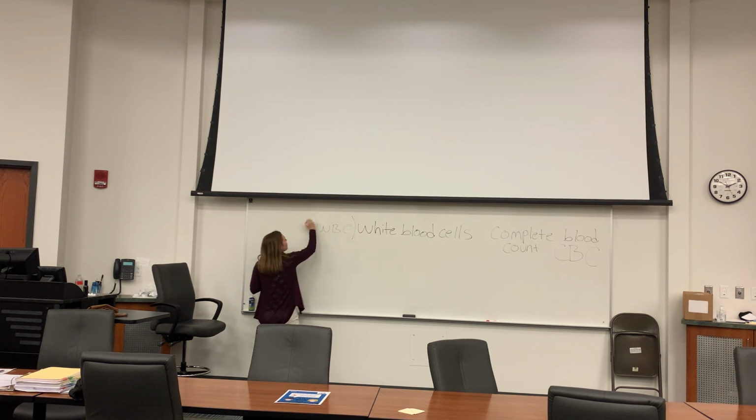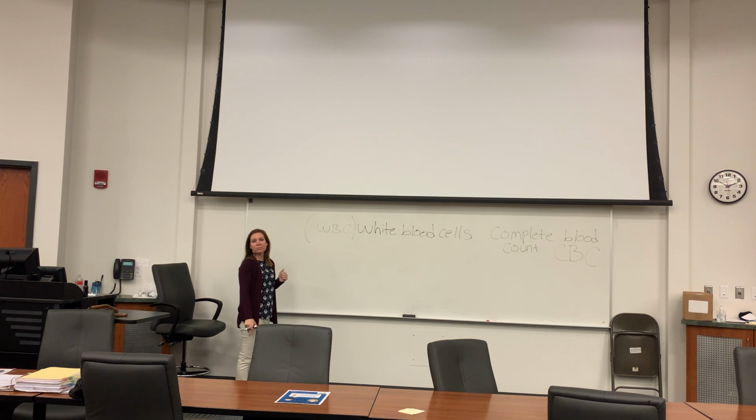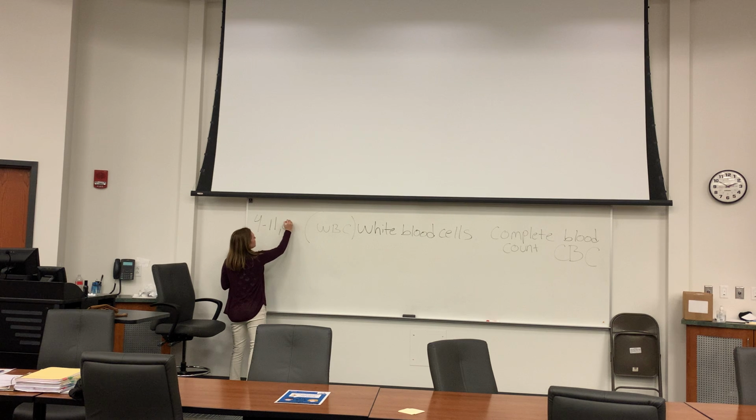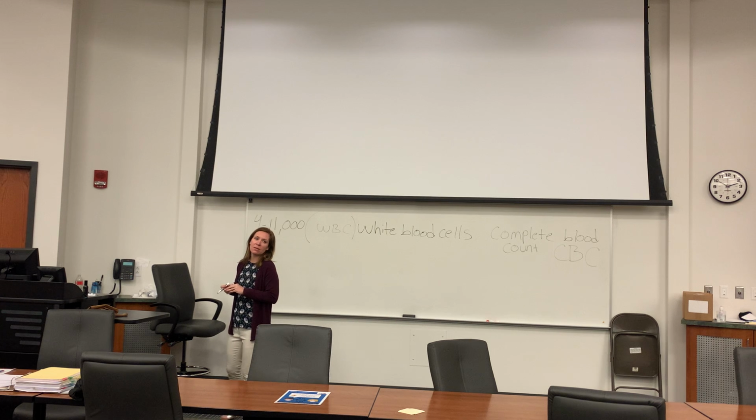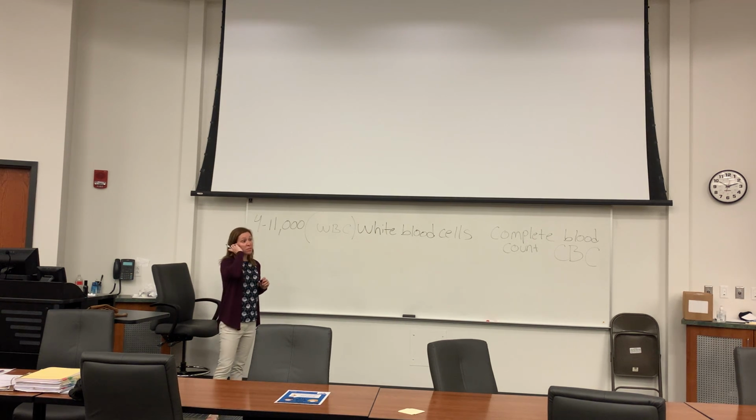And about how many of those should we have? 4 to 11, and that's in thousands, so 4 to 11,000 white blood cells. And what kind of information do they give us? If they're elevated, there's probably an infection. If they're decreased, they're immunocompromised, and they're at risk for infection.